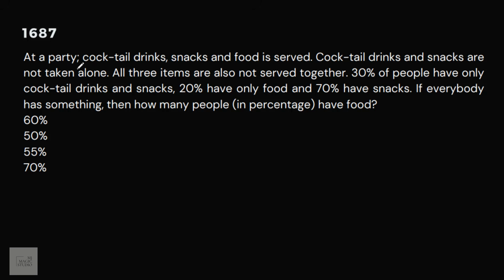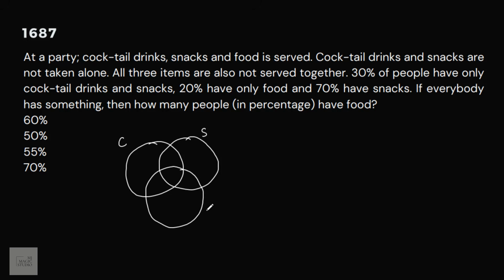At a party, cocktail drinks, snacks, and food are served. Cocktail drinks and snacks are not taken alone. That means the alone part is 0 for cocktail drinks and 0 for snacks. All three items are also not served together, so this common space is also 0.